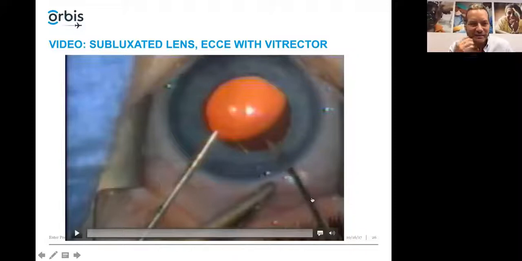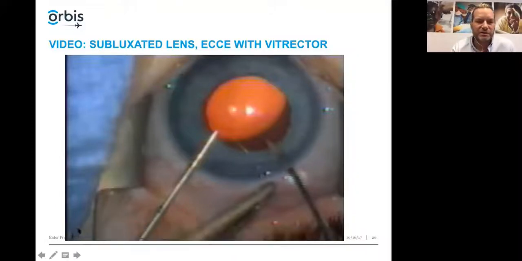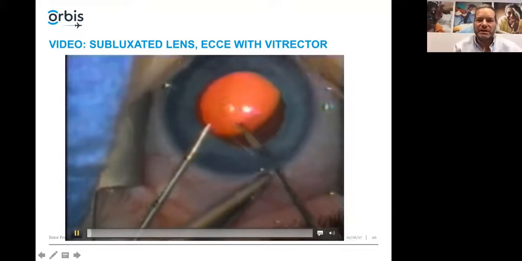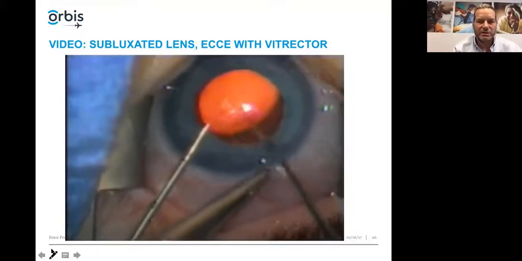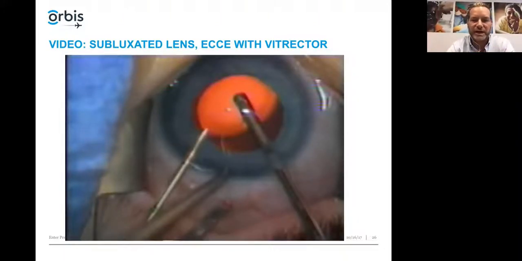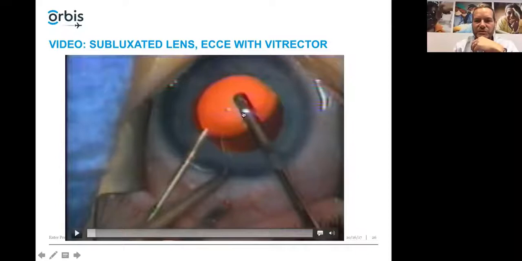This is not the most clear video, but it's good for our purposes, at least to see what the technique is. Here, the subluxated lens is being stabbed with an MVR blade. And now the vitrector is being inserted into the lens capsule. I'll point out a few things here before we go on. That initial incision was just a stab incision about a quarter of the way across the lens.